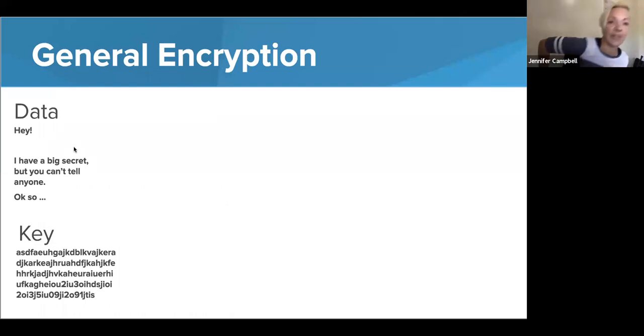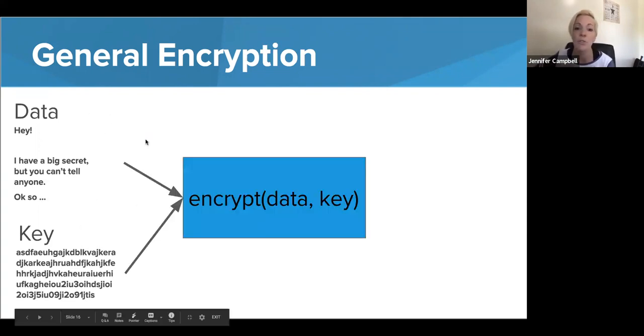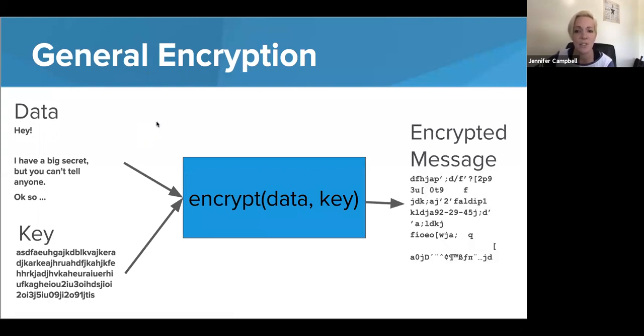All right, so here's a look at how this works. You have some data. We can all read that, right? That's in very readable form. And then you have a key, which is usually just a whole bunch of jumbled letters, numbers, something like that. You use both of them to encrypt the message. And then it turns into something that you can definitely not read. These aren't even all letters. They even use symbols here. And then decryption would just be going the opposite way.